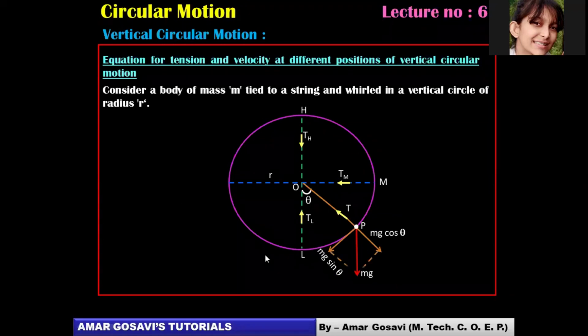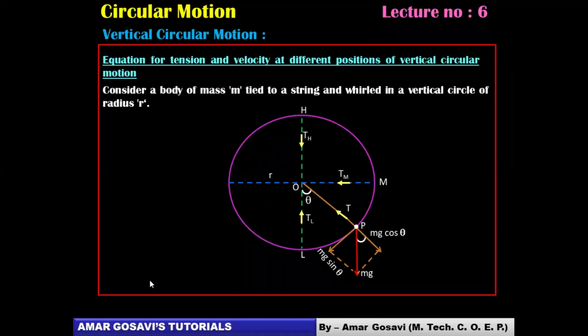theta, friends. In this case, you can prepare a vector diagram for applying the law of parallelogram, and you can resolve the two vectors. Mg is resolved into two components, mg cos theta and mg sin theta.